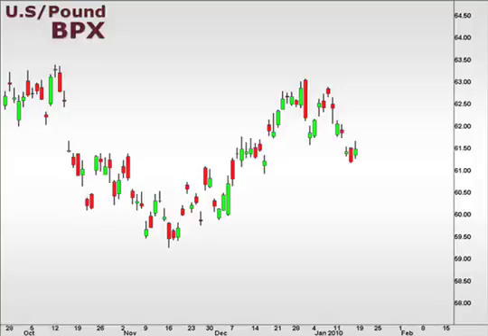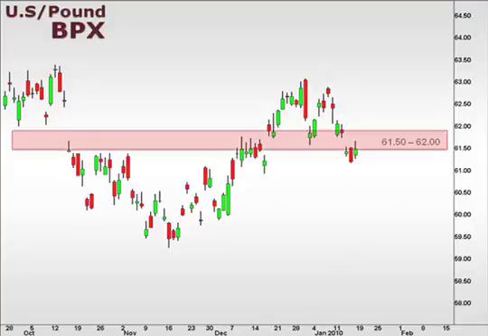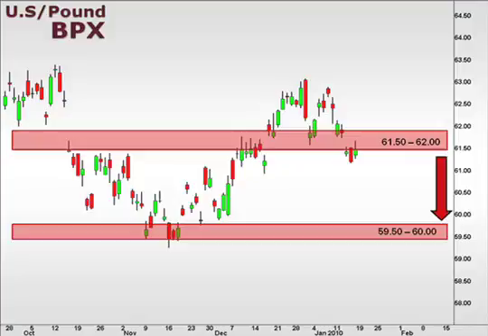Let's take a look at the BPX, the US versus the British pound. Now, it appears as though there is a bullish continuation wedge forming. We are looking to see support hold at the 61.5, 62 focal zone, with the pair value closing just on the lower range of this important support. The window is open for a deeper move lower, which could conceivably retest the 59.5, 60 focal zone.